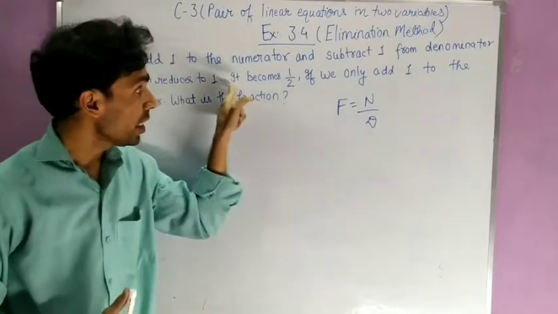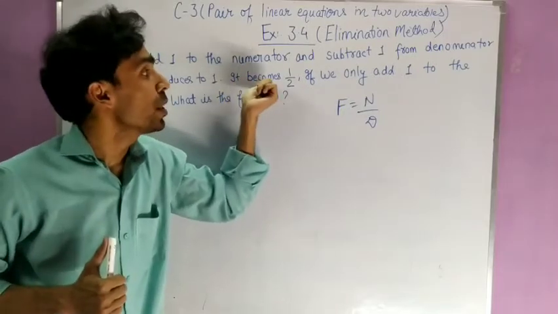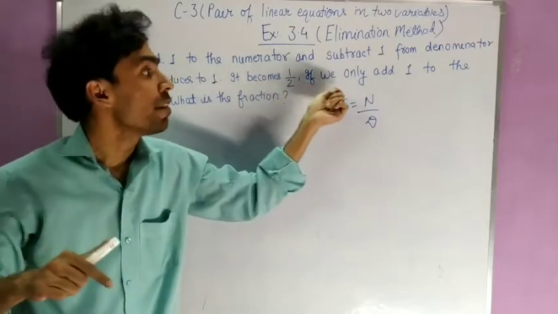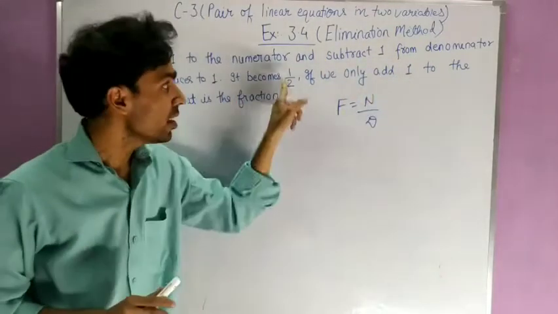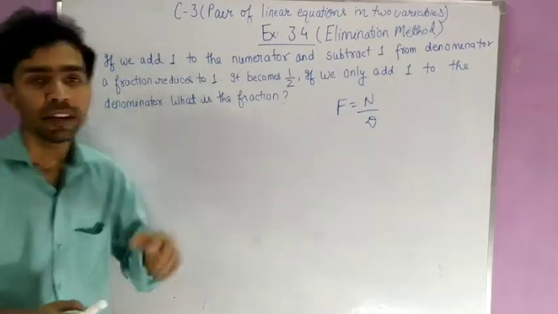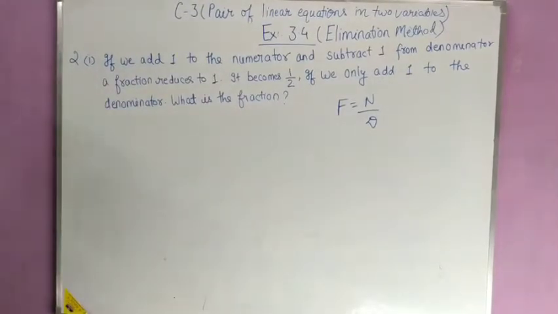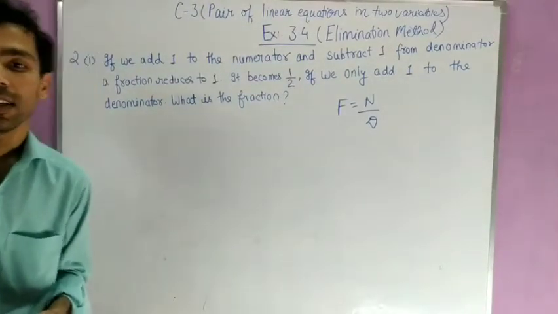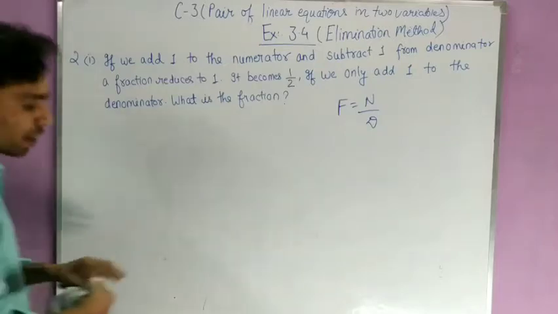After that it becomes 1 by 2. What is it? It means the fraction becomes 1 by 2 when we add 1 to the denominator only. In this case we have to add 1 only in the denominator, and we have to find the fraction. So we all know that in a fraction how many things are there? There are two things. One is the numerator and the second is the denominator. So we will assume them one by one.